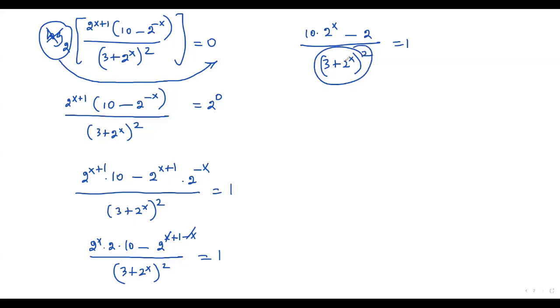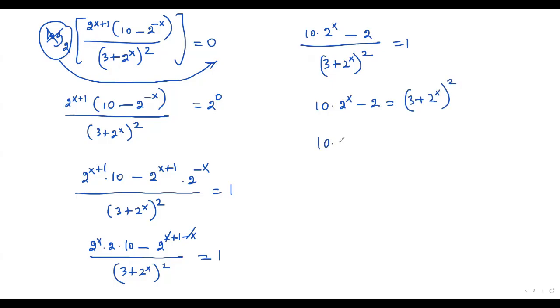Okay, now to get rid of this denominator, I multiply both sides by this stuff. Otherwise, we can move this denominator to the right side. It will be multiplied by this one. That is 1 times this stuff is the same. So then the resulting equation is 10 times 2^x - 2 equals 1 times this denominator, which is (3 + 2^x) the whole square.